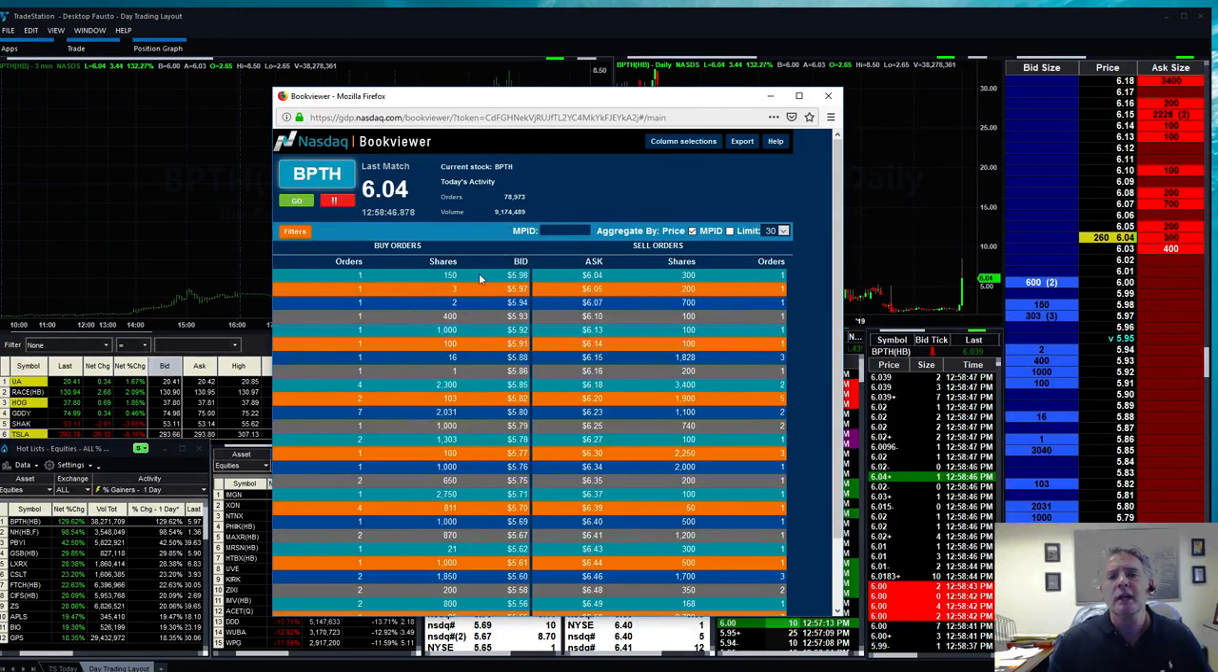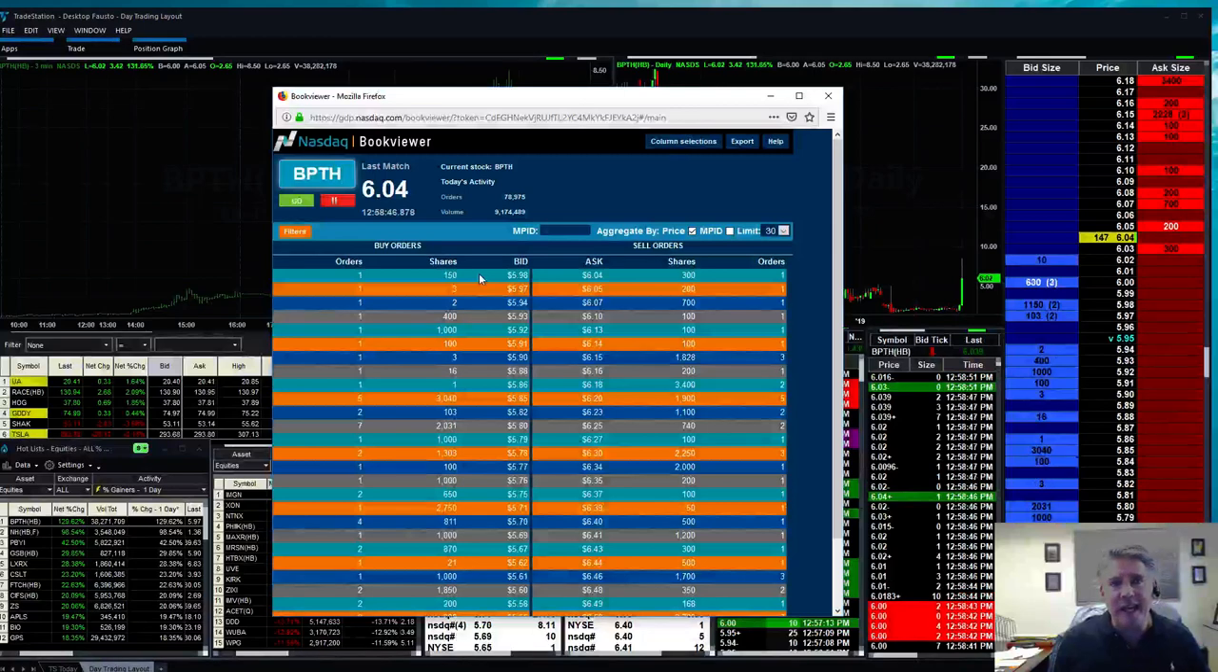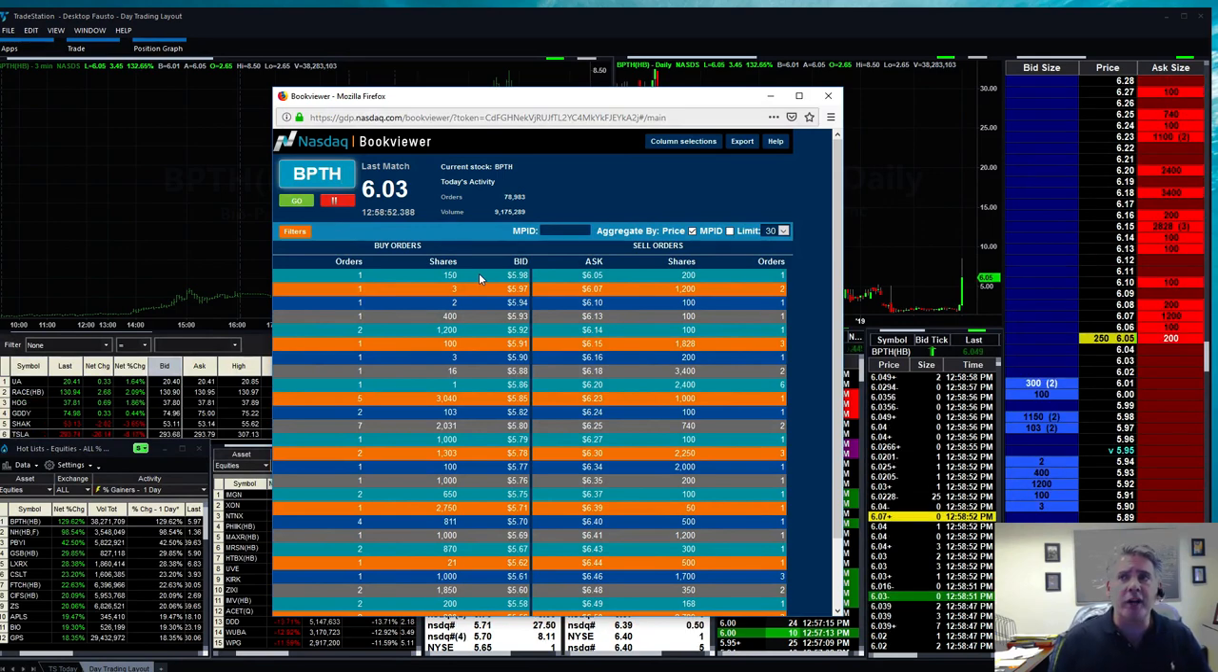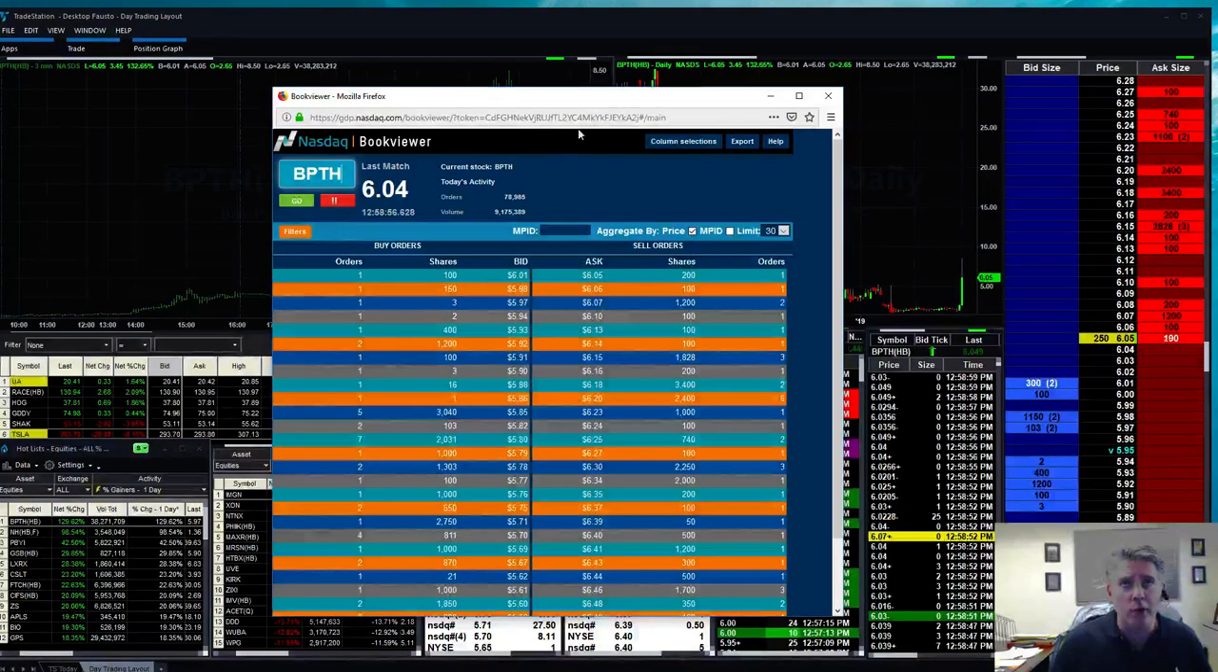So the book viewer, not only is it a little bit more delayed because it's browser based, when you're dealing with a more professional platform, you're getting the data a lot quicker, and you're seeing a lot more orders out there.